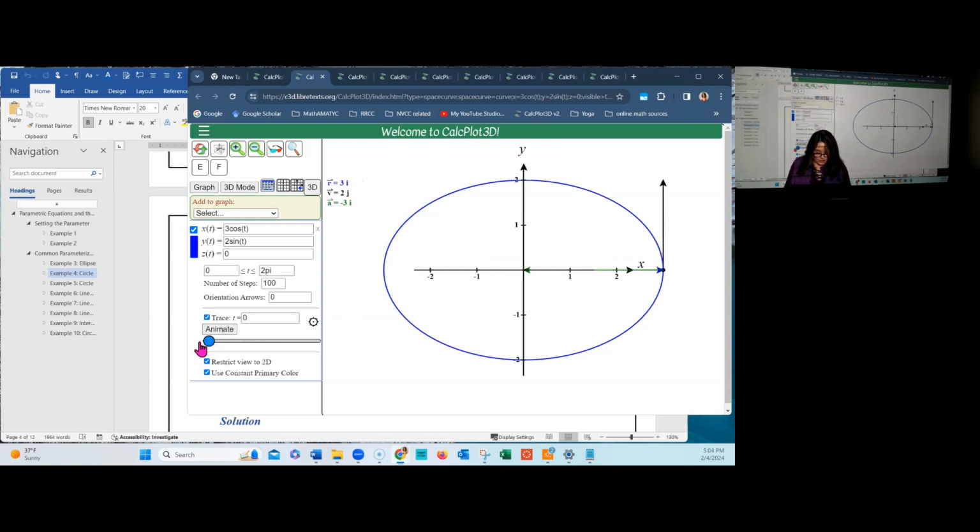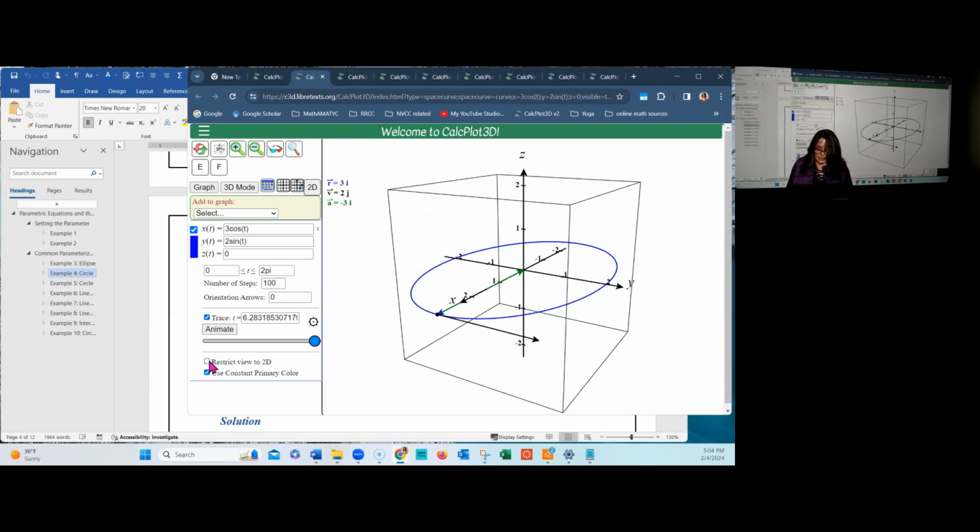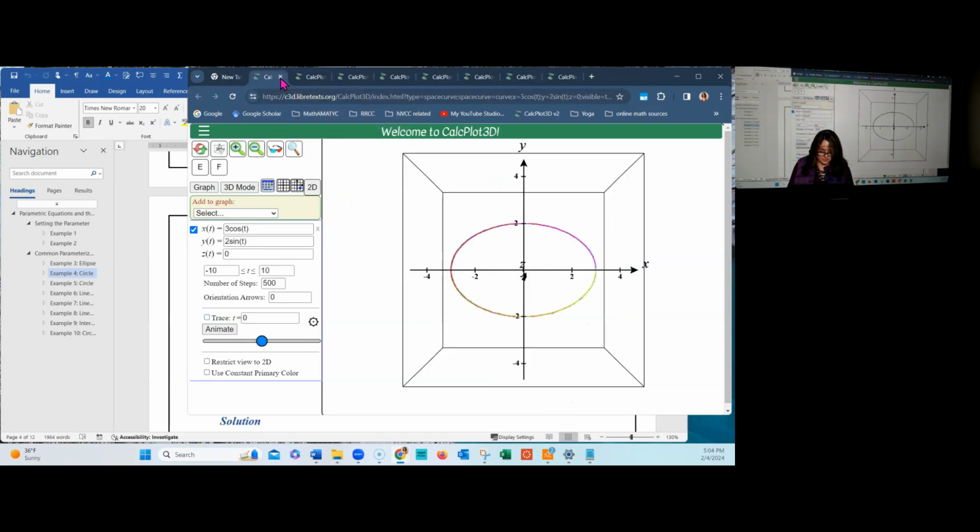How do you know that it's tracing in the right direction? Animate and notice that as t goes from 0 to 2 pi, it traces it in the counterclockwise direction starting at 3, 0. Then you can be sure it's tracing it in the correct direction. If you take off the restrict view to 2D, then you'll see it out there in three-dimensional space. It's essentially the same graph as what I had before, just with the 2D box clicked.